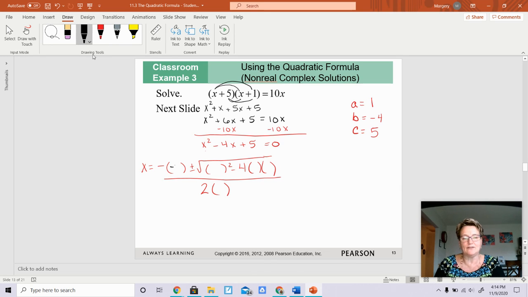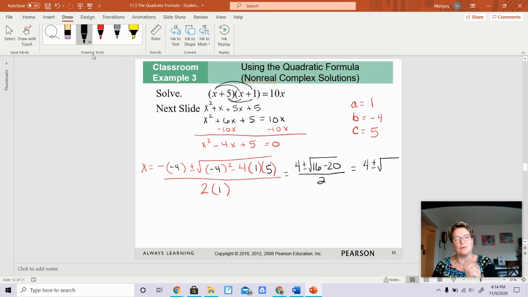Your b is negative 4. Your a is 1. Your c is 5. So you're left with a negative times a negative is a positive 4, plus or minus the square root of negative 4 squared, which is 16, minus 20, all over 2. I got 20 because negative 4 times 1 times 5 times 4 equals negative 20. You must complete what's under the radical, and that's going to give you a negative 4, all over 2.